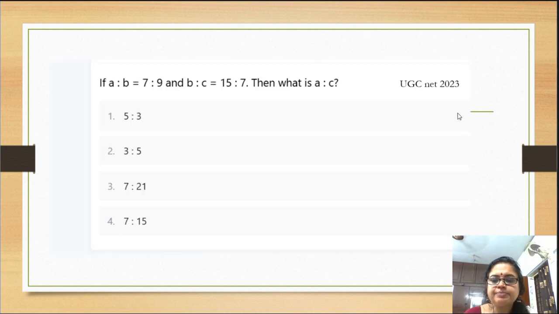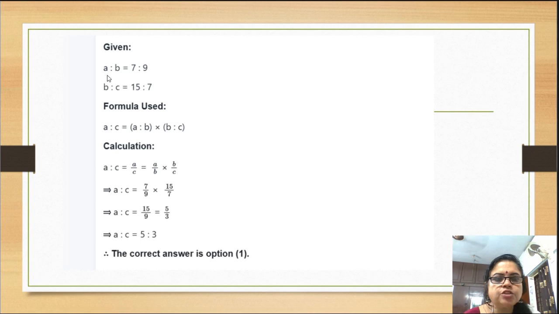Next one has been asked for the 2023 examination. So it is given A is to B is 7 is to 9 and B is to C is 15 is to 7. What is A is to C? So here there is no B. You are asked only A is to C. So A is to B will be 7 is to 9, B is to C is 15 is to 7.